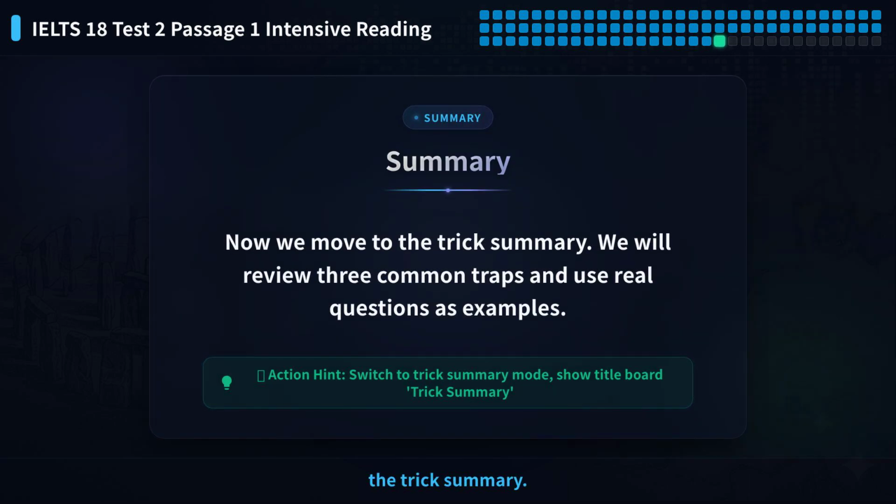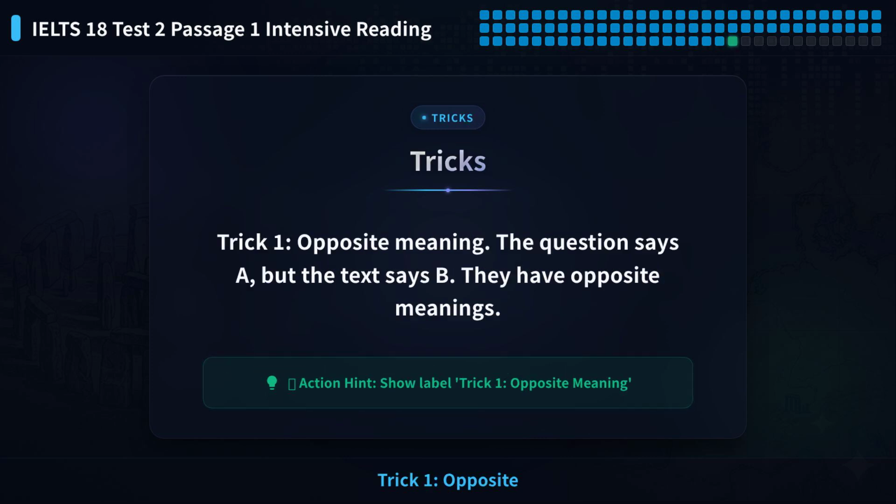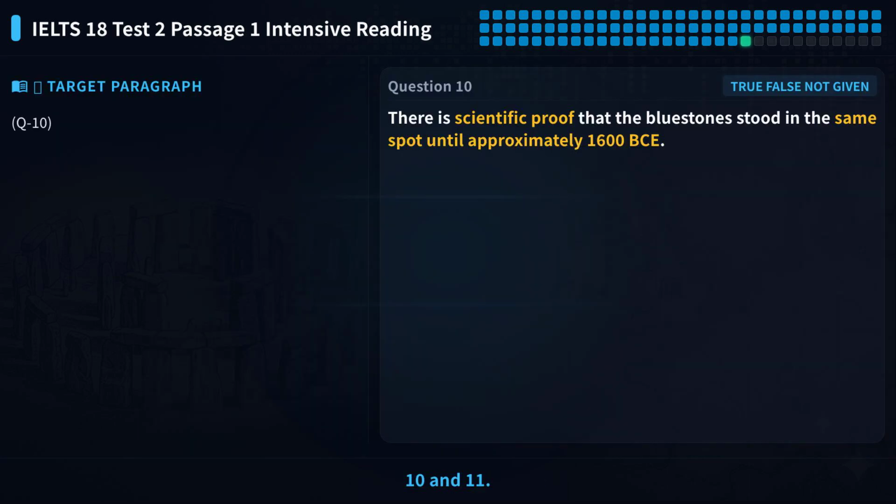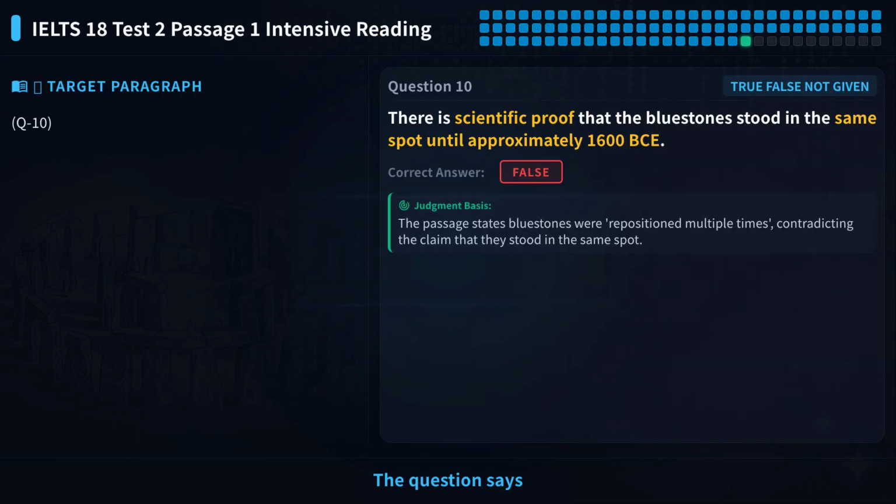Now we move to the trick summary. We will review 3 common traps and use real questions as examples. Trick 1, opposite meaning. The question says A, but the text says B. They have opposite meanings. For example, questions 10 and 11. The question says A, but the text says B. They are directly opposite, so the answer is false.